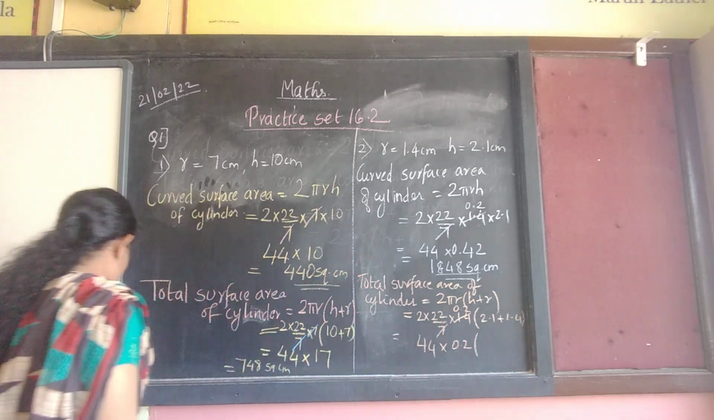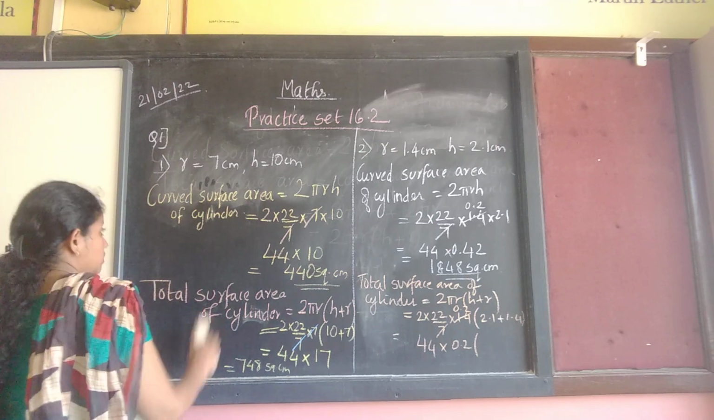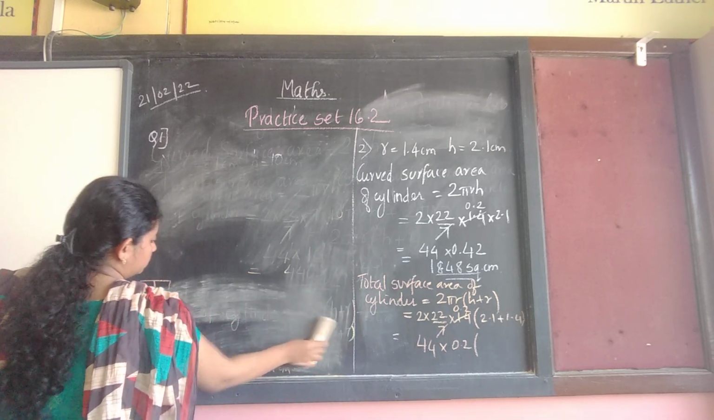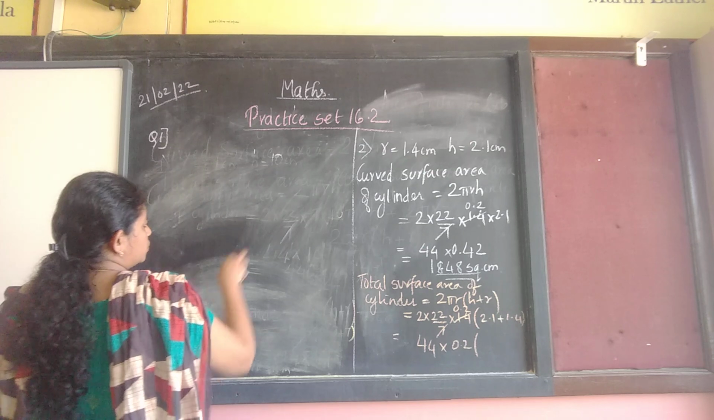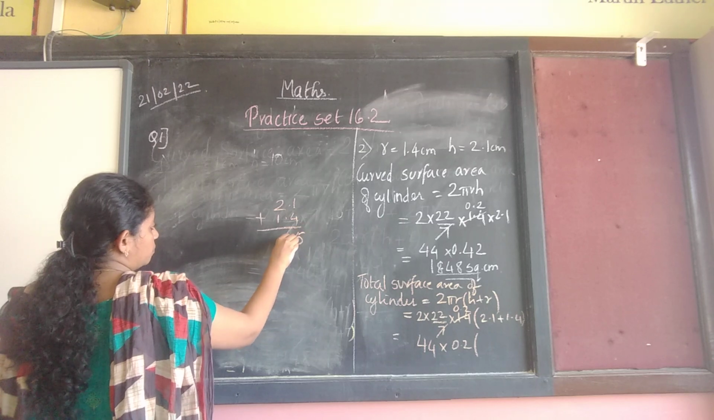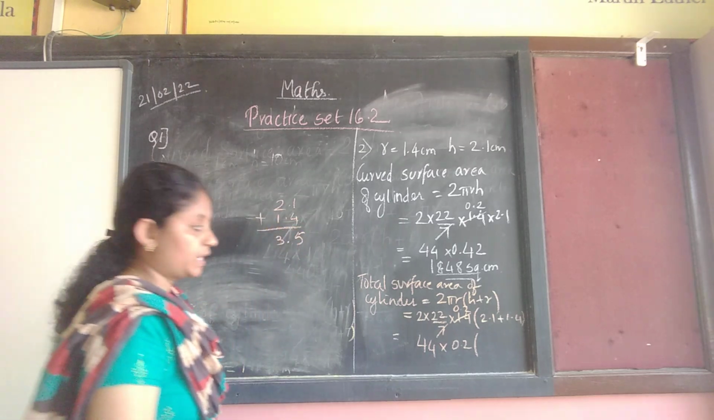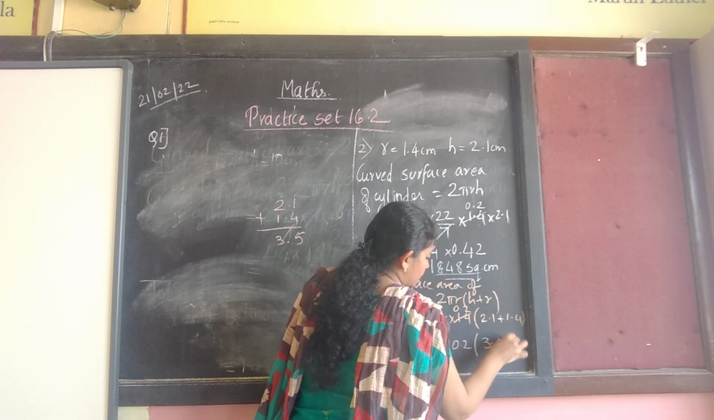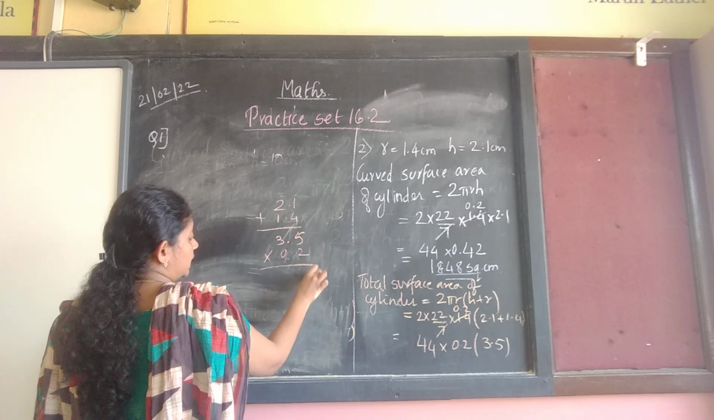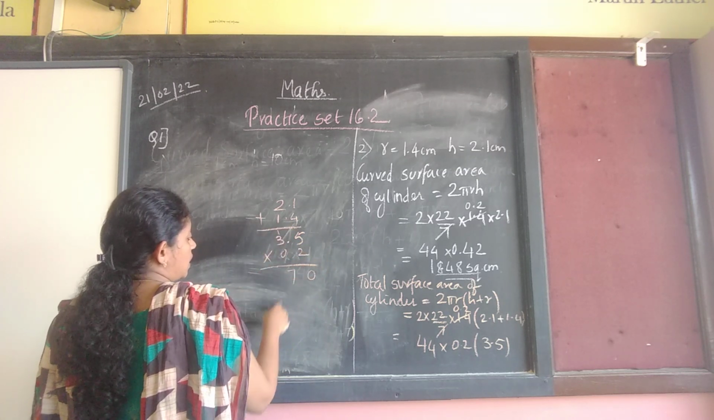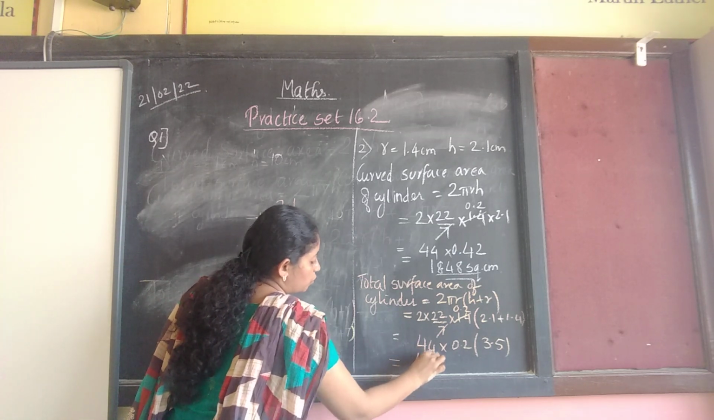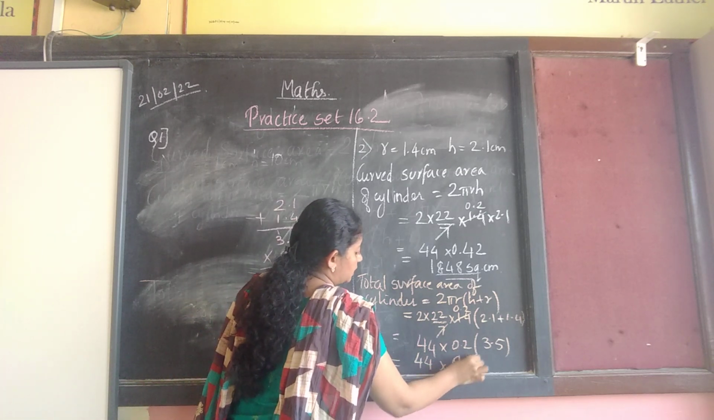How are we going to add this? I'll just erase this part. So 2.1 plus 1.4. 4 plus 1, 5. 3.5 into 0.2. 5 2s are 10, 3 2s are 6, 7, and before two numbers you are going to put the decimal point. So you will get 44 into 0.7.